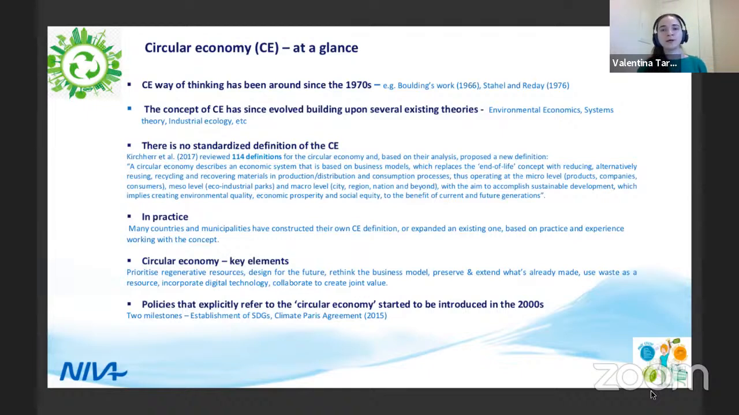Whereas in Europe, the high level discussion on the circular economy began in 2011 in the context of concerns around high commodity prices. And in 2015, the European Union announced a highly ambitious action plan for the circular economy. Other important milestones in the evolution of circular economy are the establishment of the Sustainable Development Goals and the Paris Agreement, both of which happened in 2015. Next slide, please.